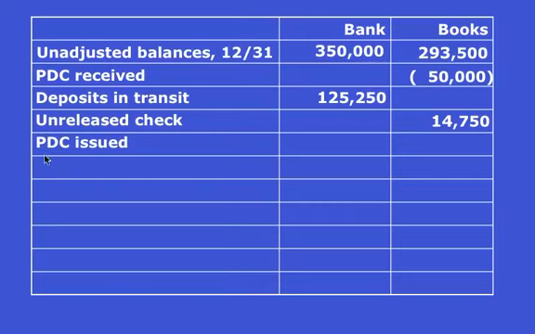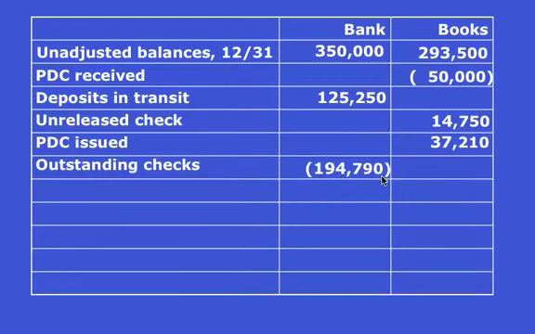The other error, PDC issued na i-record na rin as payment. So, add to the book balance. These are what? Book errors. Then, after considering those errors, na-compute natin yung outstanding checks as adjusted. Okay? Adjusted outstanding checks, deduct from bank. So, as adjusted, as computed in number 2.